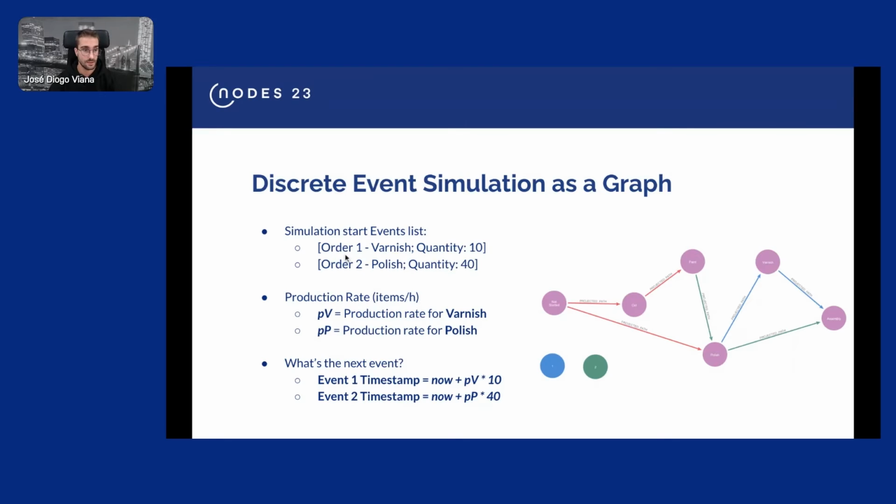So continuing on this simulation, imagine these are the first events. Order 1 is in varnish, let's suppose it has a quantity of 10, and order 2 is in polish and has a quantity of 40. If we used queuing theory to calculate production rate, so basically the items per hour, or we use a simple approximation, because we already know our employee takes 2 hours to varnish a full table, we can use this value, and it gives us the next event. So our next event would be the minimum of these two. We have the simulation clock, which can be exactly now, and then we just add the production rate times the quantity, and it should give us the future timestamp. The first one of these two, or the minimum of these two, will be the next event.